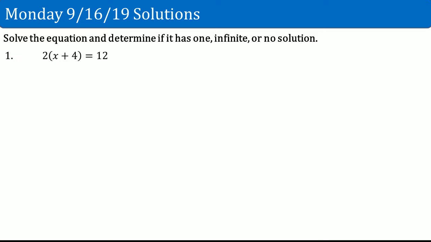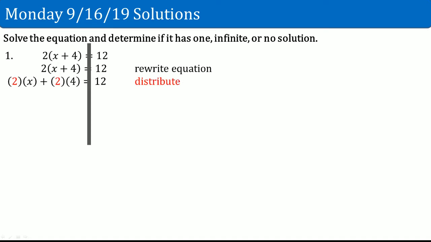Number 1, we have this equation given. Our first step is always to rewrite the equation and draw the line straight down. We have to get rid of the parentheses on the left-hand side, so we distribute. So it's going to be 2 times x and 2 times 4. The 2 is distributed to both terms inside the parentheses. 2 times x is 2x, and 2 times 4 is 8. The right-hand side, nothing happens to the 12.